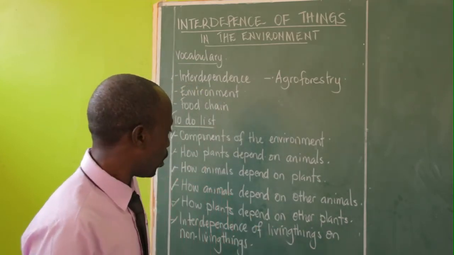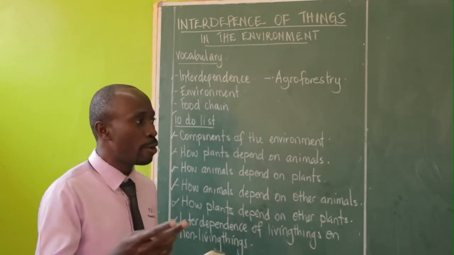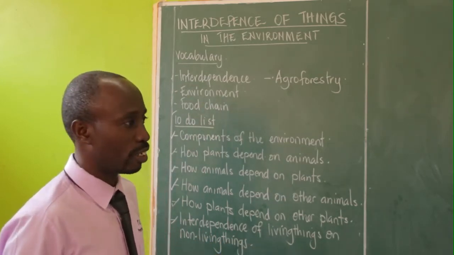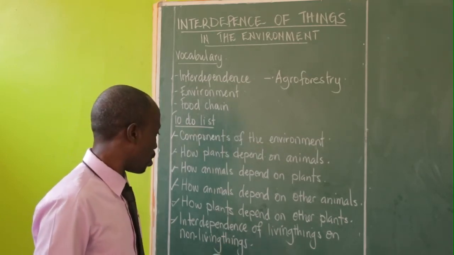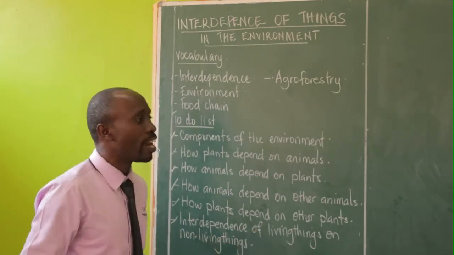Okay? Now that is how we can depend on non-living things. Another way plants can depend, animals can depend on non-living things.